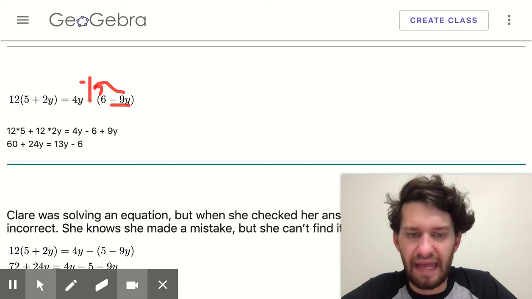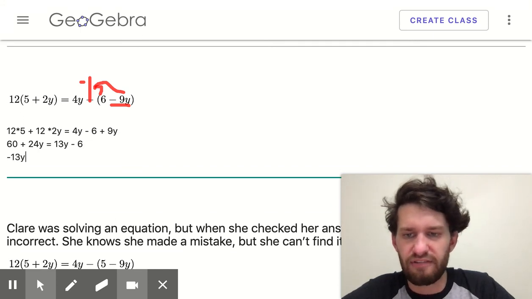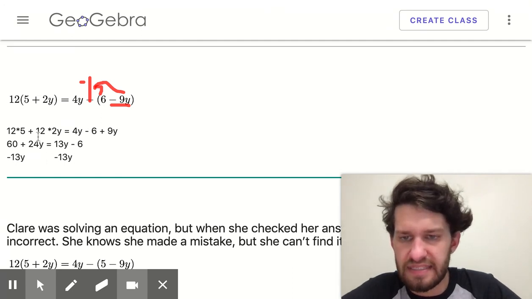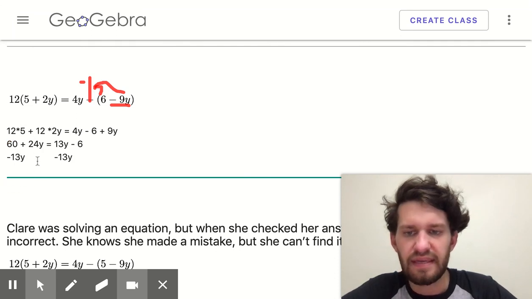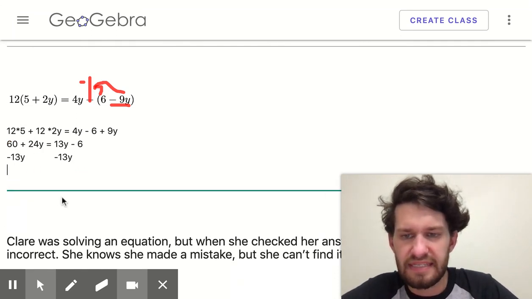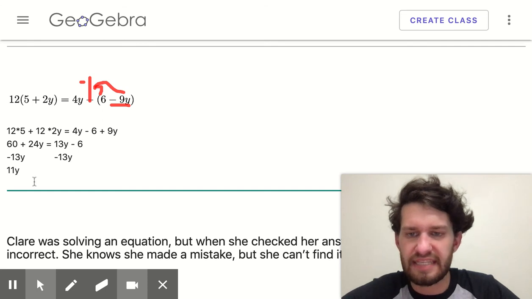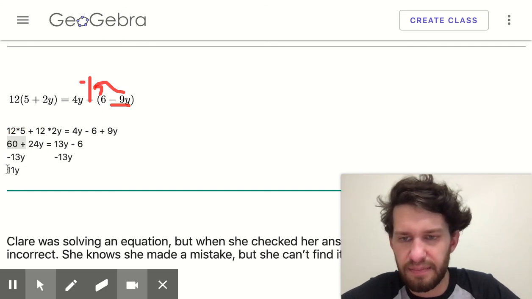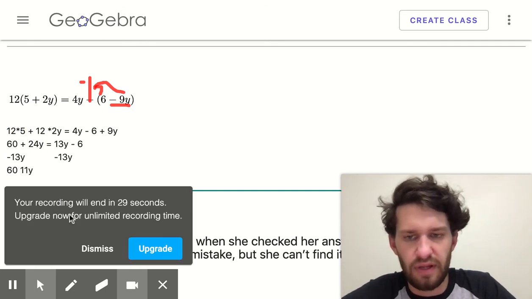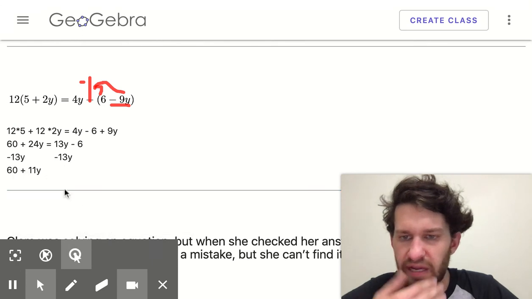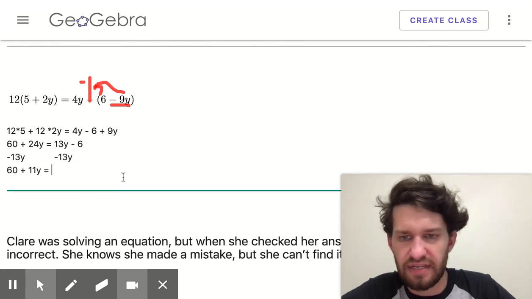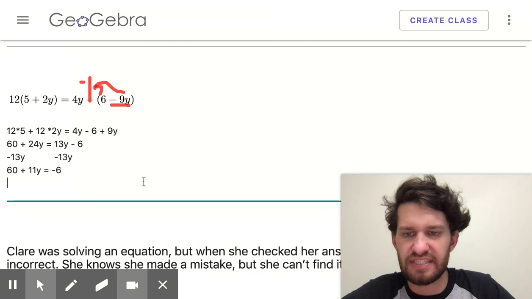So now I've got to combine my like terms. I'm going to start off subtracting 13 y's from each side since that's my smaller number of y's. 24 minus 13 is going to give me how many y's? It's going to give me 11 y's, but I still have this 60, right? I can't forget about that. So I have 60 1's plus 11 y's. And on the right side of my equation, I'm left with just a negative 6.